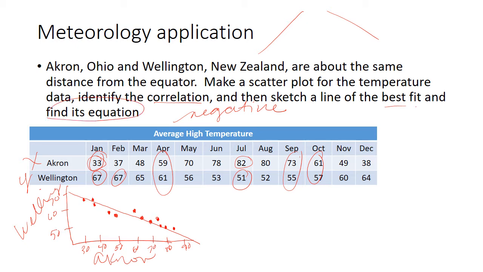So to find the equation, we need a slope, and we need at least 1 point. So these 2 points right here kind of go through it. Those look like good points that we could use. I believe that is the 61, 57 and the 70, 56 maybe.